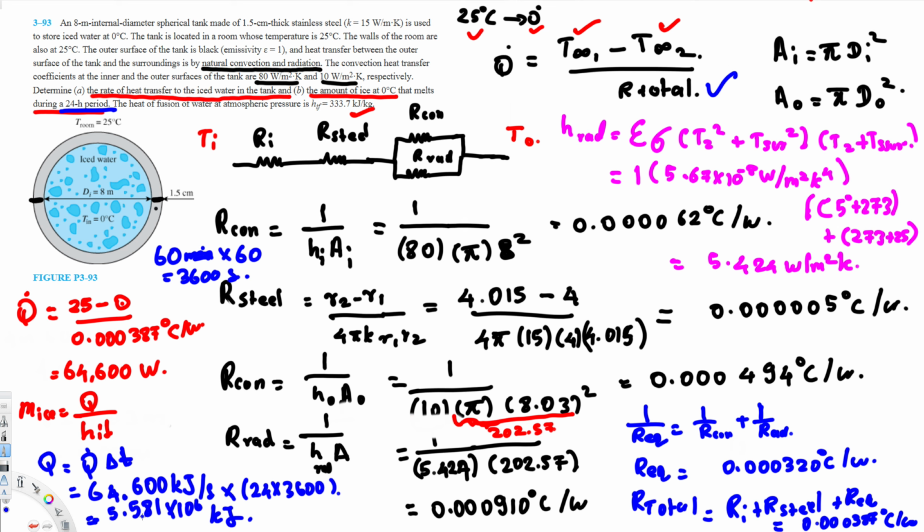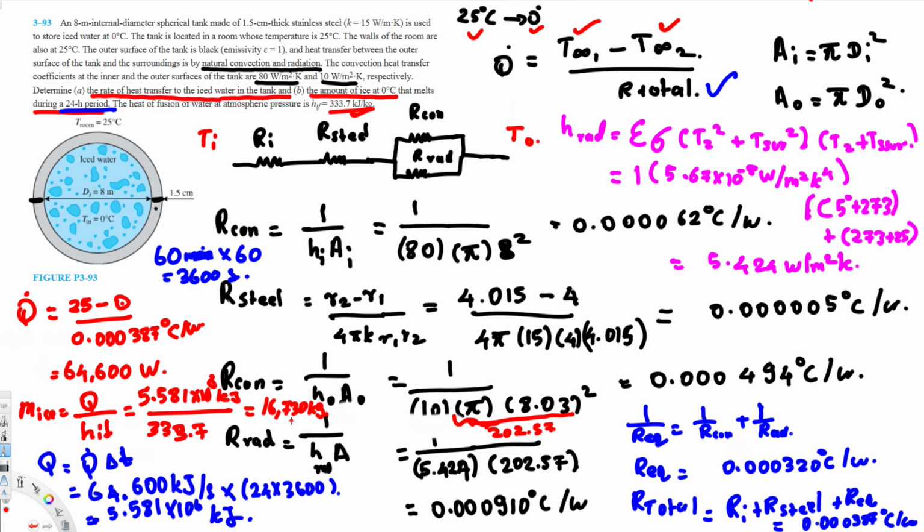Now we have this value. Now we can go ahead and plug it into this equation. So we have 5.581 times 10 to the power of 6 kilojoule divided by h_if, that is 333.7. And if you calculate this one, that's going to give you 16,730 kilogram.